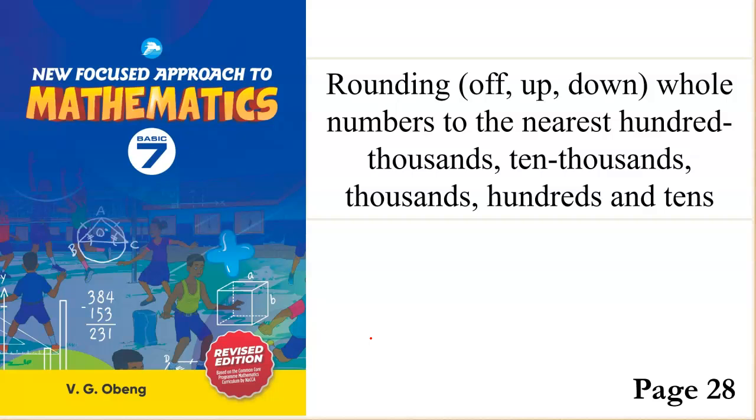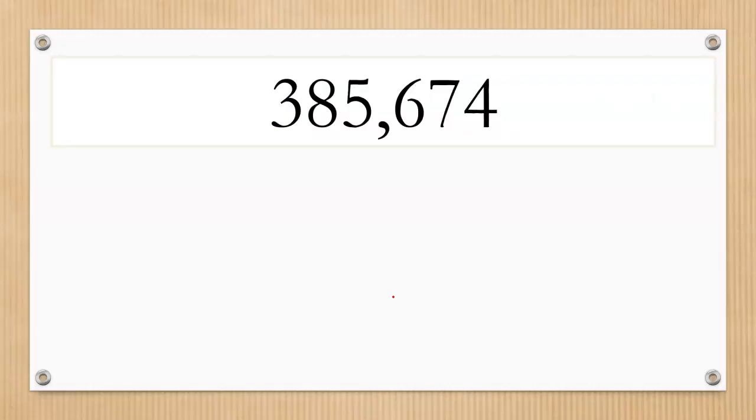This is the revised edition. In this video, we want to look at how to round off numbers up or down to the nearest hundred thousands, 10,000s, thousands, hundreds, and tens. Right, so that is what we want to do. And remember, this particular lesson is on page 28 of your textbook.